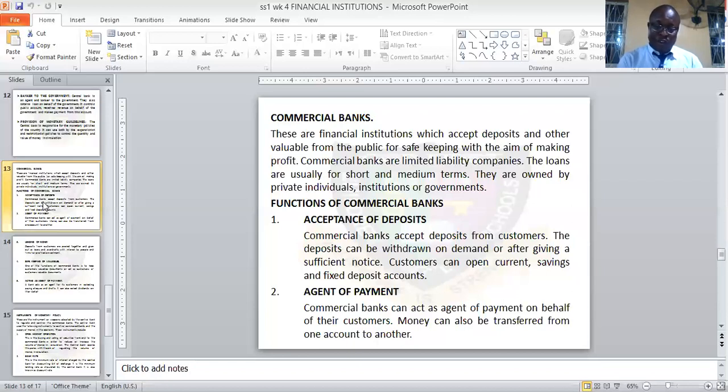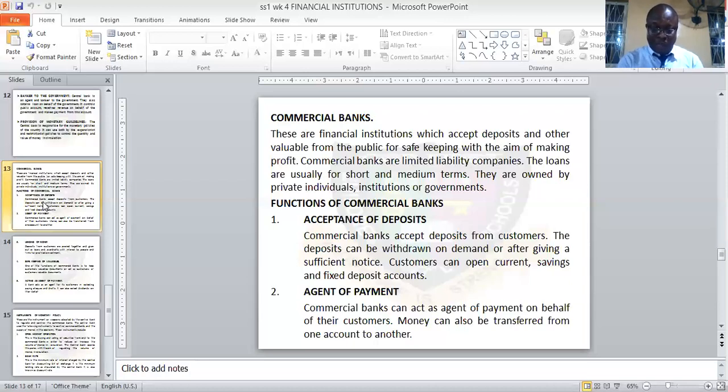Let us look at the functions of commercial banks. They accept deposits from customers. The deposit can be withdrawn on demand or after giving sufficient notice. As a customer, you are free to go and withdraw money if you are not operating a fixed deposit account. For a fixed deposit account, they can require a notice of 14 days before you can withdraw your money.